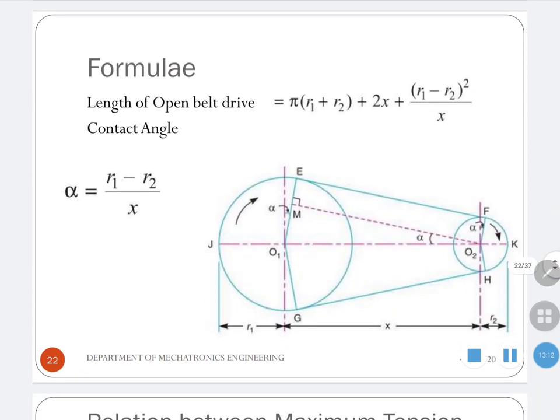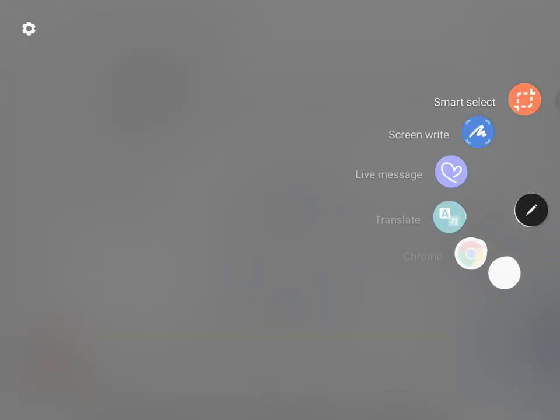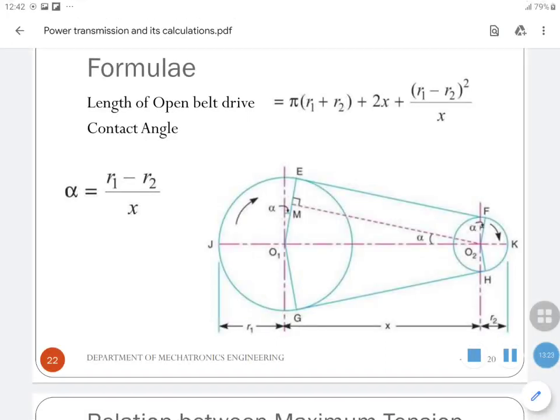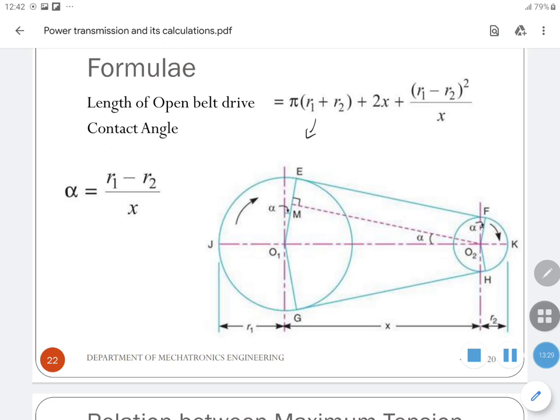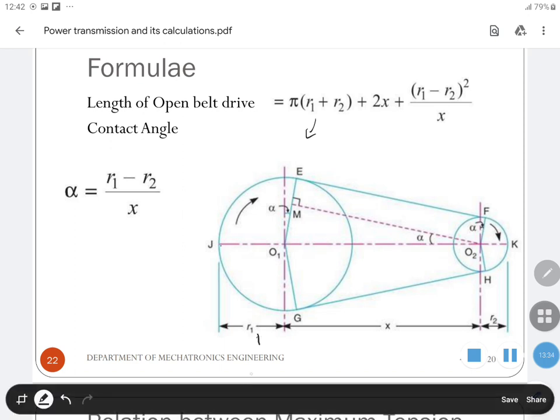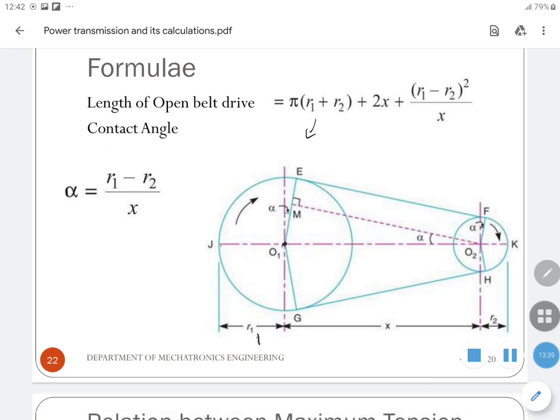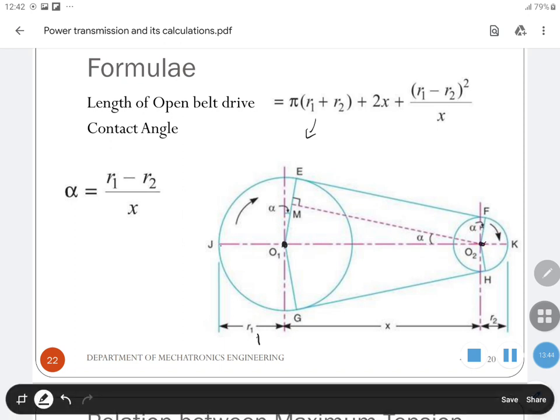This is the formula to calculate the length of the open belt drive. This is the bigger pulley, and this is the smaller pulley. To calculate the belt length of the open belt drive, you can use this formula, where r1 represents the radius of the bigger pulley, x represents the distance between the center points, these are the center points, and r2 represents the radius of the smaller pulley.